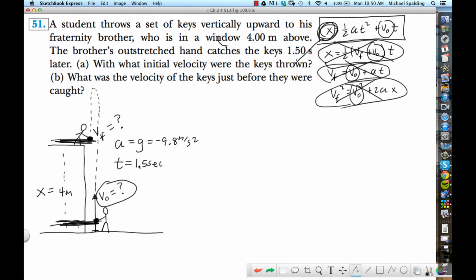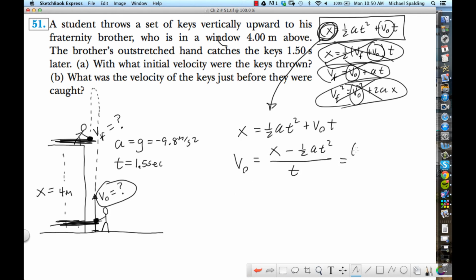Okay, so let's take our first kinematic. We're solving for the initial velocity. So X equals 1/2 a t squared plus V initial t, and we're going to solve that for V initial. V initial equals X minus 1/2 a t squared, over t. Now plug in the numbers. So X is 4 meters, minus 1/2 times negative 9.8 times the time, which is 1.5.